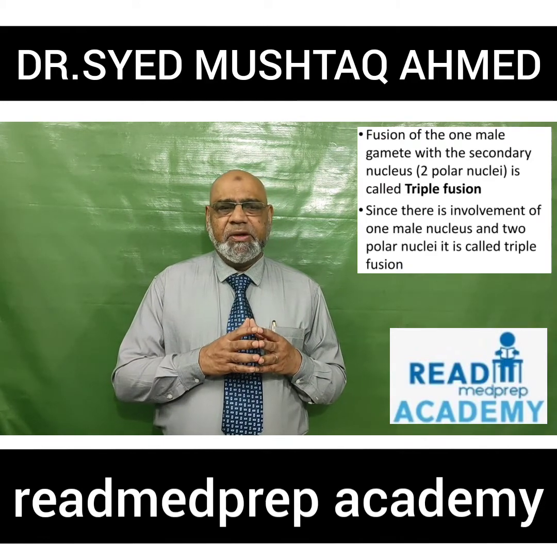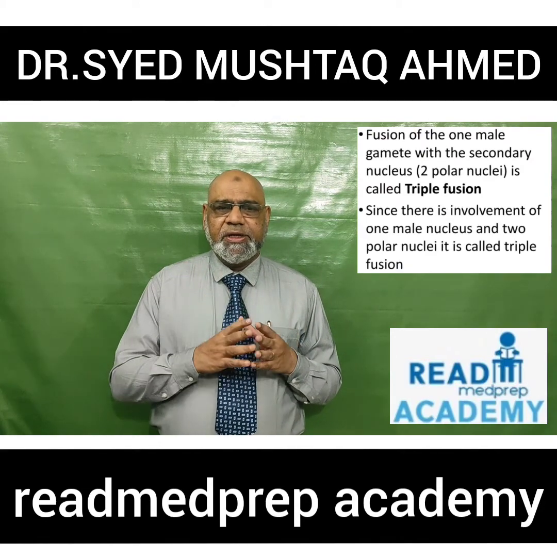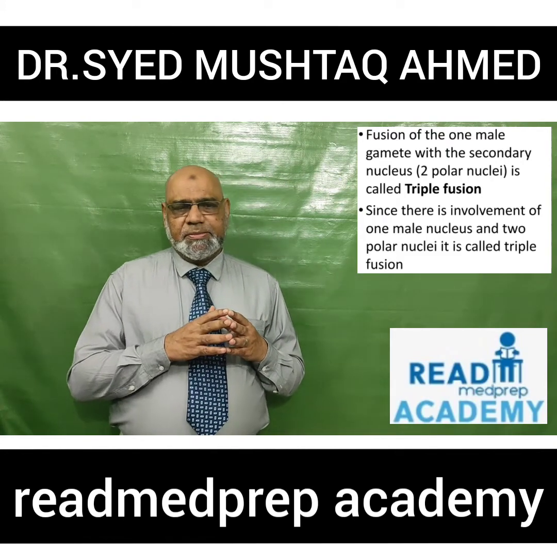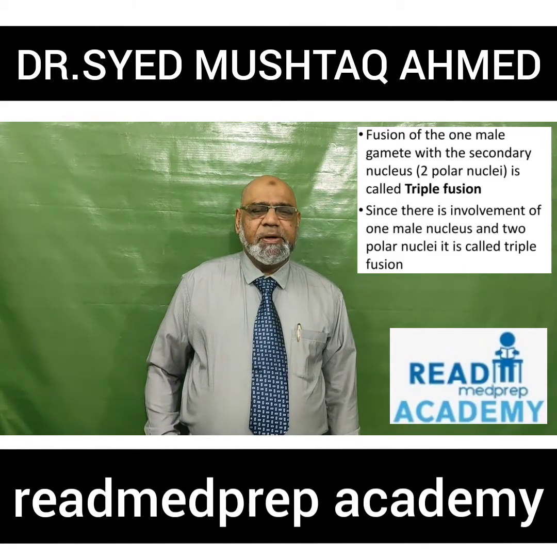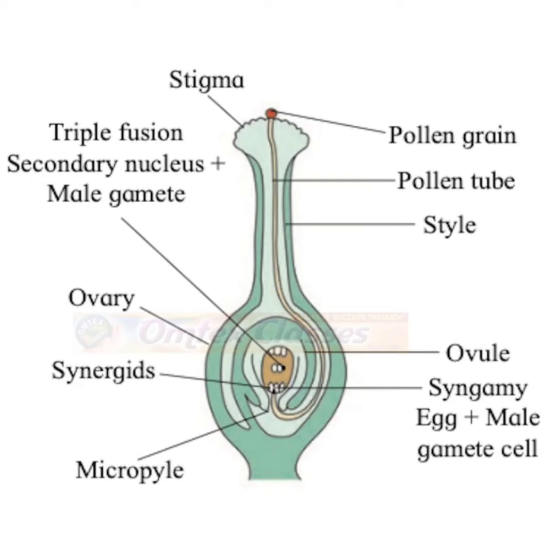Fusion of the one male gamete with the secondary nucleus, that is the two polar nuclei present in the ovule, is called triple fusion. Since there is involvement of one male nucleus and two polar nuclei, it is called triple fusion. Here you can see in this image, the pollen grains fall on the stigma, and the pollen grains form the pollen tube and enter through the micropyle into the ovule, and the one male gamete fuses with the egg nucleus, and this fusion is called syngamy. And the fusion of the another male gamete with the secondary nucleus containing the two polar nuclei is called triple fusion.